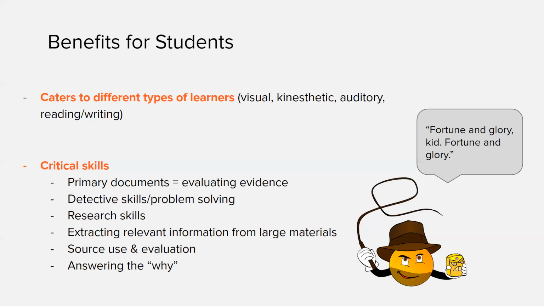When you're using different types of sources in an archive, it's not just a journal article or a book. Since you're using different types of sources, it really makes you use your brain and think about why the source was made. Who was the author? What was the date? Why was it published? Those kinds of questions, and just answering the why. Why does this item exist? Why did we save it? And why is it important? And so all of these skills are really helpful in academic success and even just life after graduation. So, in the words of Indiana Jones, the benefits for students are fortune and glory.